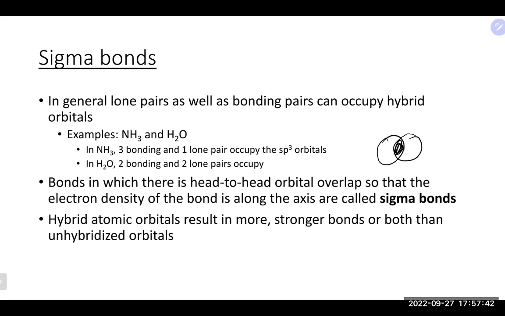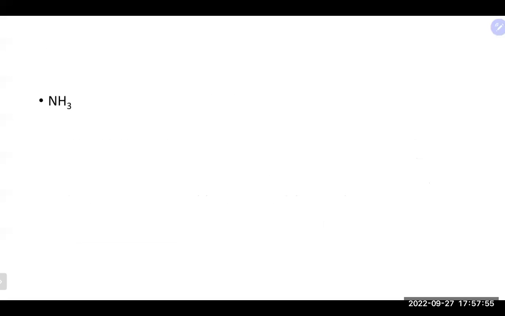So hybrid atomic orbitals result, as I said, in a stronger bond than unhybridized orbitals when they come together at different energy and different shapes. So let's take a look at NH3.